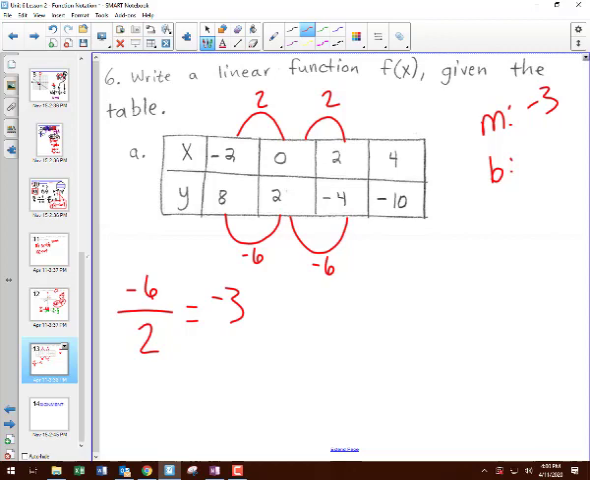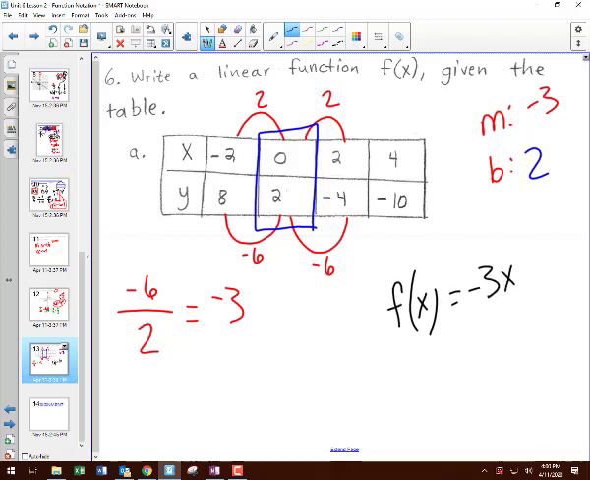Now if we look up here for our y-intercept, does it give us the easy way out? Sure does. Look at this one. The y-intercept is where x is 0. What is the y where x is 0? Well, that's 2. Now we have everything we need to write a rule, to write a function. f of x equals negative 3x plus 2.